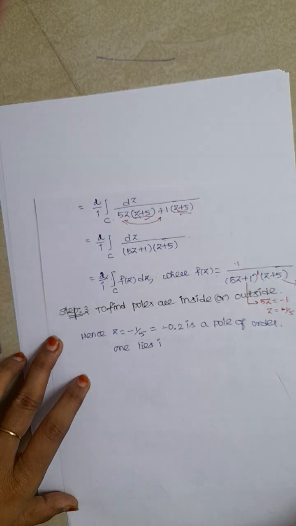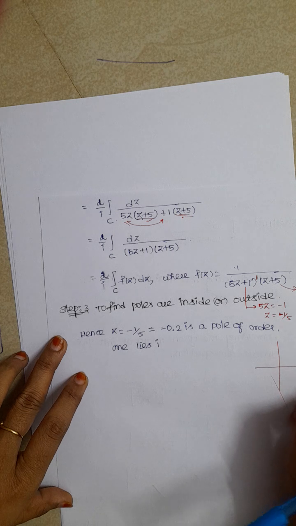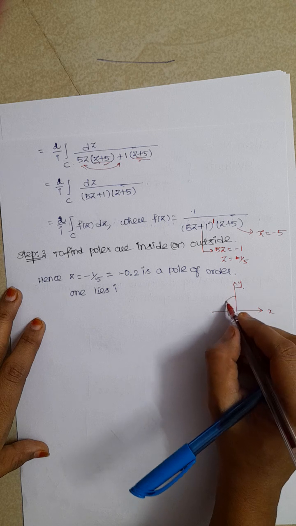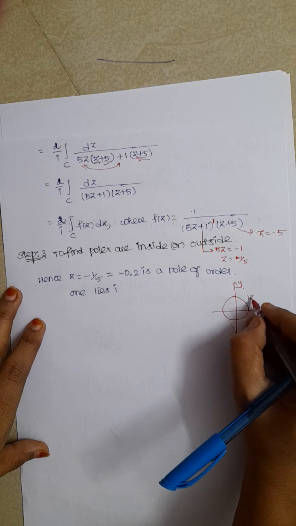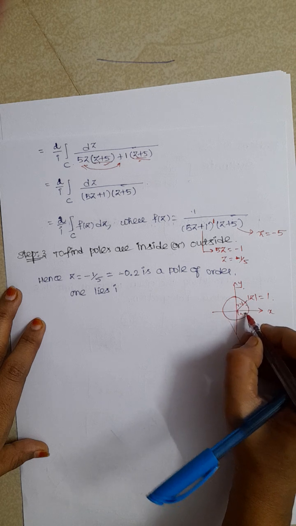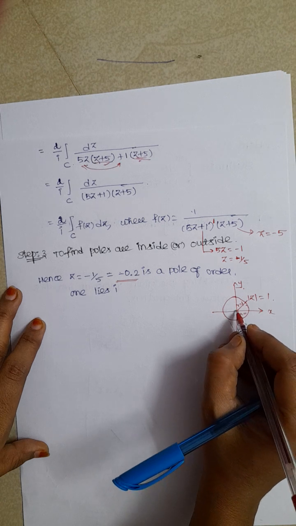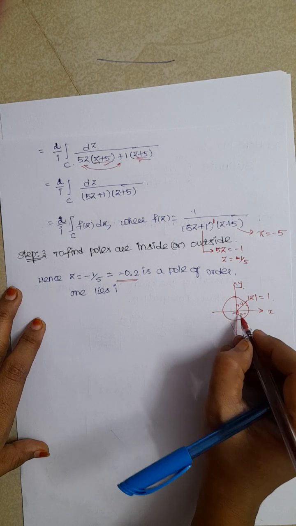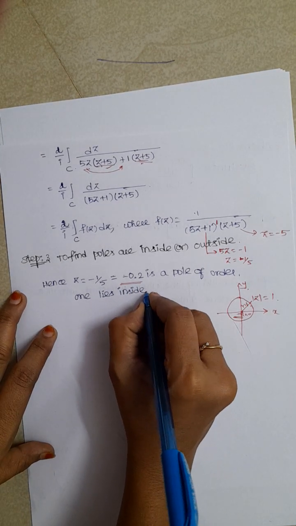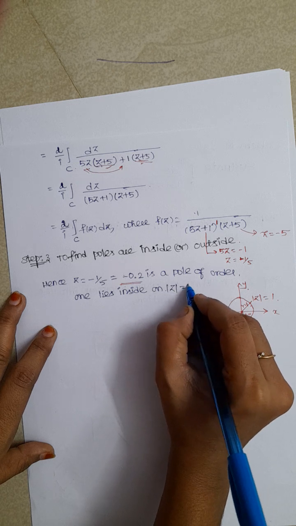Does the pole of order 1 lie inside or outside? You can draw the diagram: X-axis, Y-axis, modulus of z equal to 1. The radius is r equal to 1, center 0, 0. Here minus 0.2 lies inside modulus of z equal to 1.